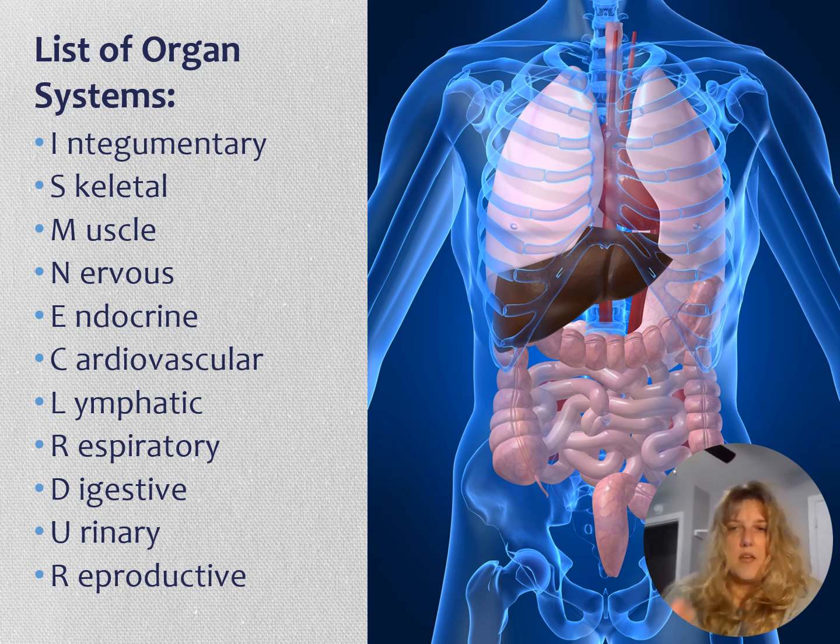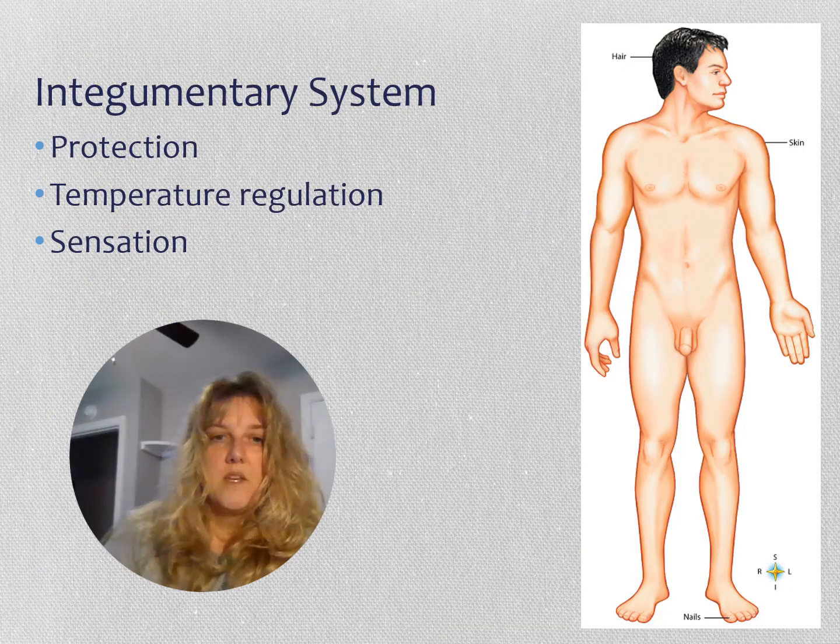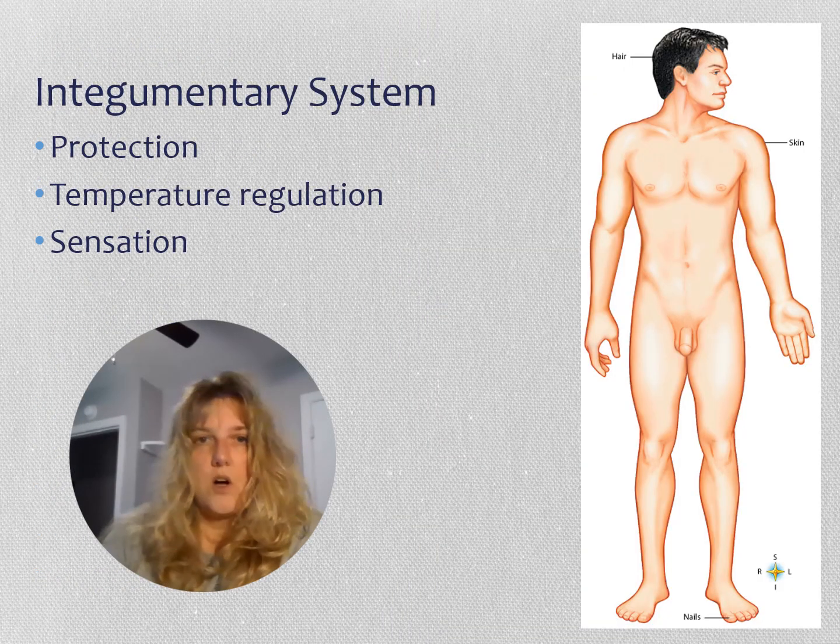Now, I have this list here of the organ systems we'll kind of get into as we progress through the next 3 days of online learning. But you have the integumentary, skeletal, muscle, nervous, endocrine, cardiovascular, lymphatic, respiratory, digestive, urinary, and reproductive. So just a quick overhaul on these.